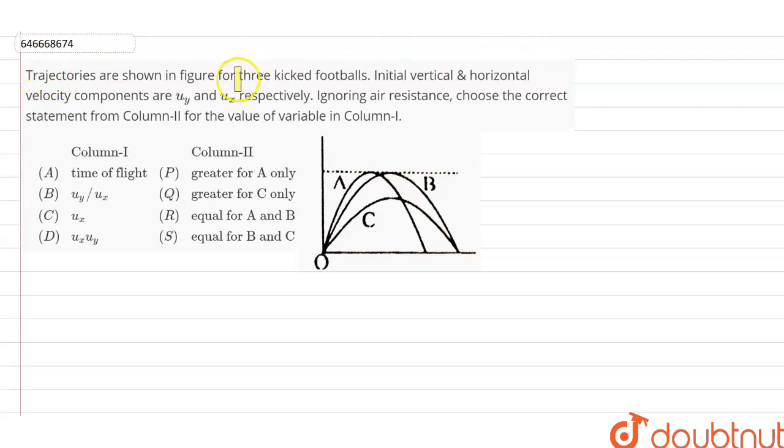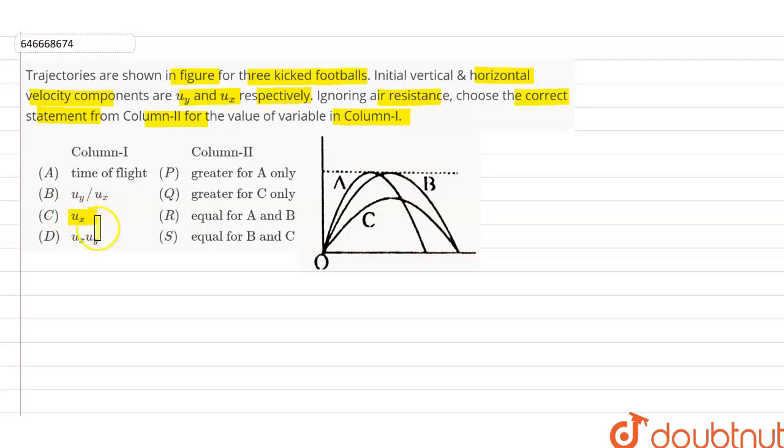Trajectories are shown in the figure of three kicked footballs. Initial vertical and horizontal velocity components are uy and ux respectively. Ignoring air resistance, choose the correct statement from column 2 for the value of the variable in column 1. So we have to choose the correct answer for time of flight, uy by ux. What is uy and what is ux? Uy is the vertical component of initial velocity and ux is the horizontal component of initial velocity.